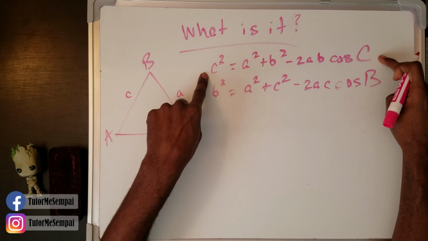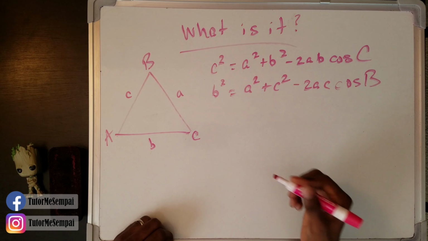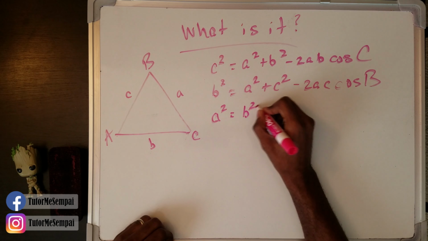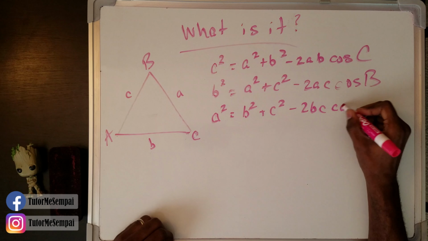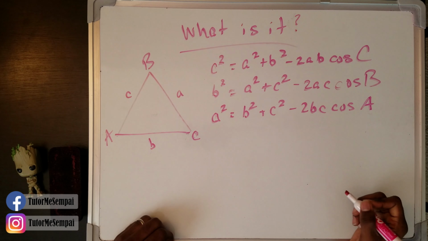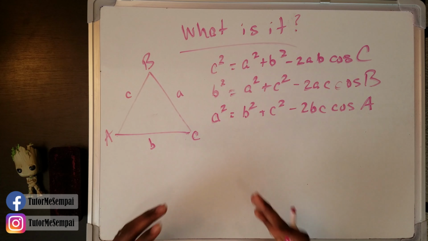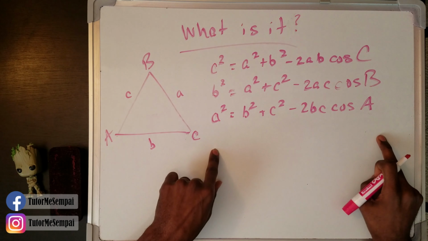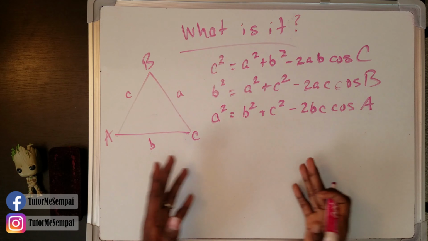Little c here, finish it off with a big C. The third face is going to use the other side and other angle. So that's a squared equals b squared plus c squared minus 2bc cosine big A. So you can use the law of cosines for any side and angle within this triangle. And you don't have to spend your time remembering all 3 of these faces. Just remember the general format and you can find out whatever face you need.